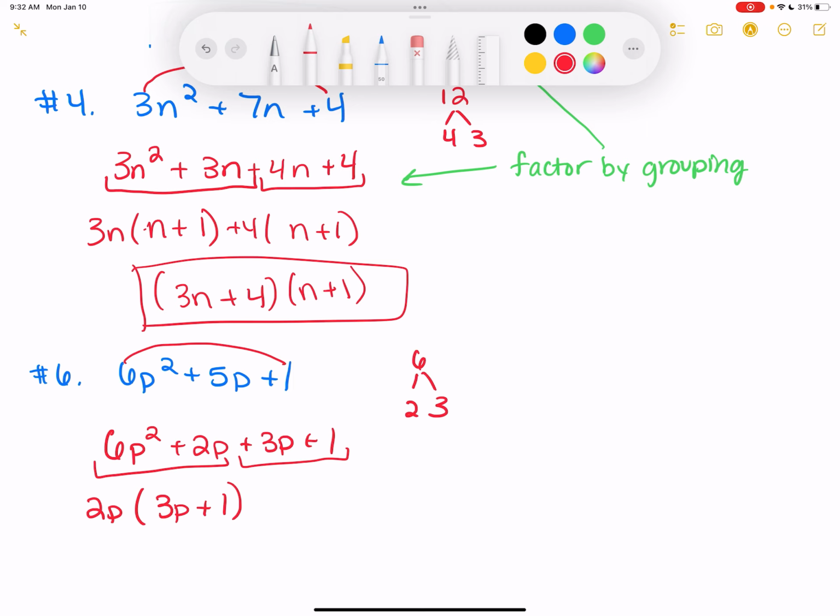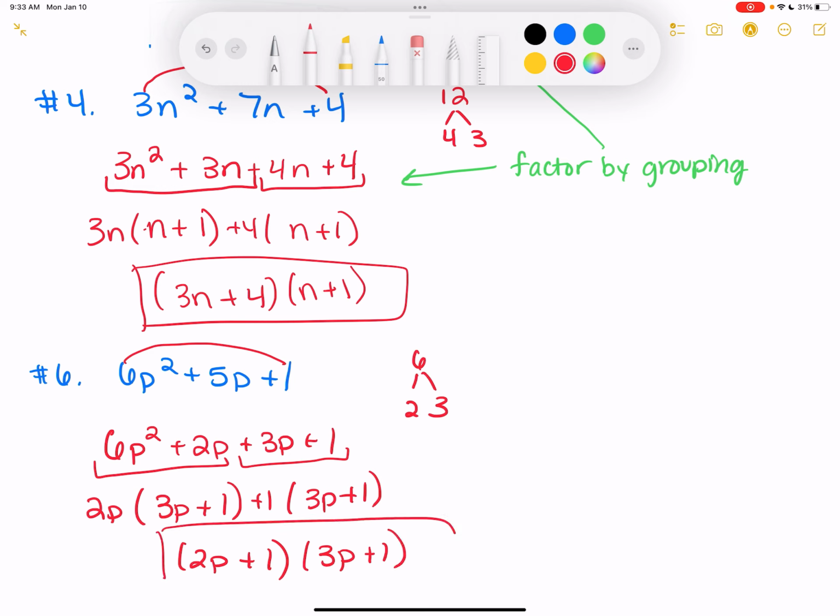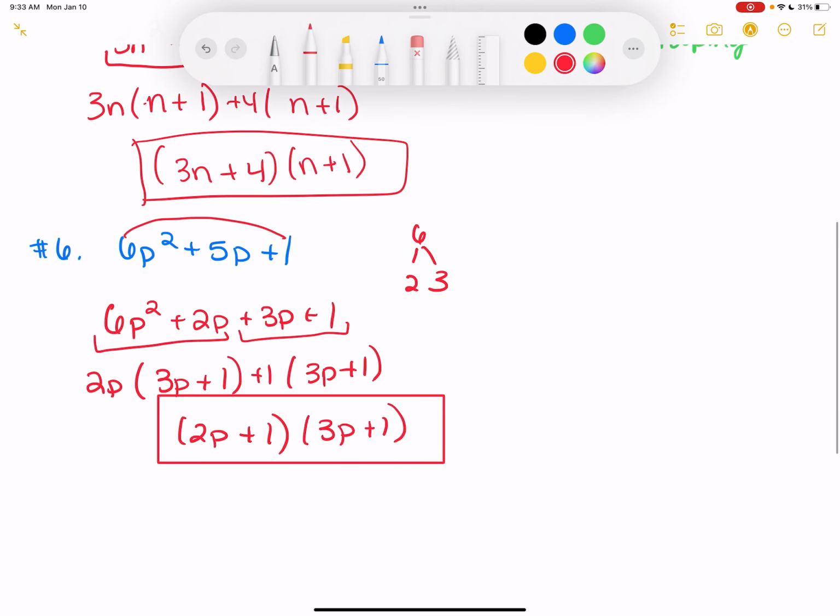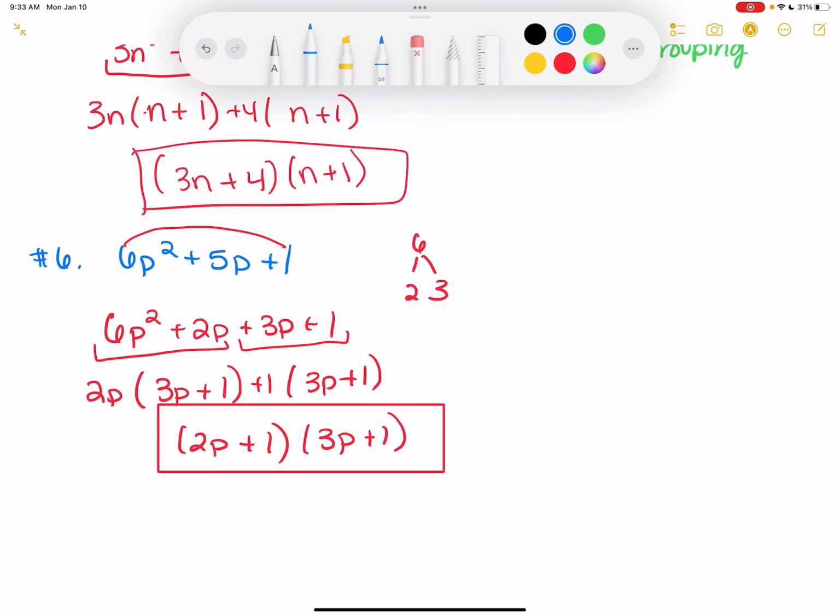1. Okay, so we're still taking out a 1, because there's got to be something to go with it, but it can just be a 1. So then 3p plus 1, so those match. So 2p plus 1, 3p plus 1 gives you your answer. It's not hard. Same thing, basically. It just adds that extra step.